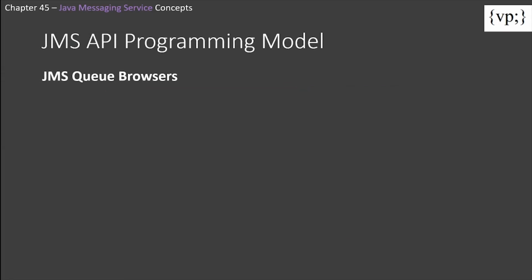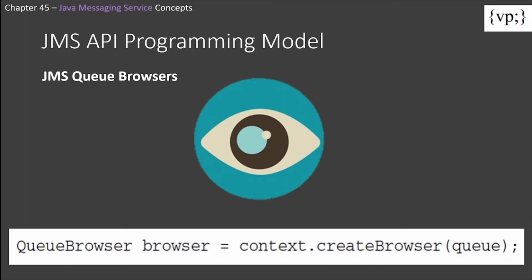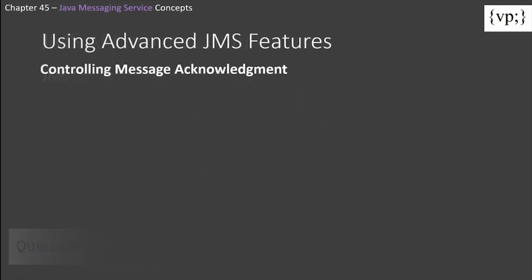So you may remember in a point-to-point model, there is a queue that holds on to the messages for the end client. Queue browsers allow you to monitor what is inside the queue and display the header values for each message. This is how you would go about creating a queue browser object. Now you might be wondering about topics. Unfortunately, JMS API does not have the facilities to browse a topic, but it does have the facilities to browse a queue. Okay, so now let's take a look into some advanced features.